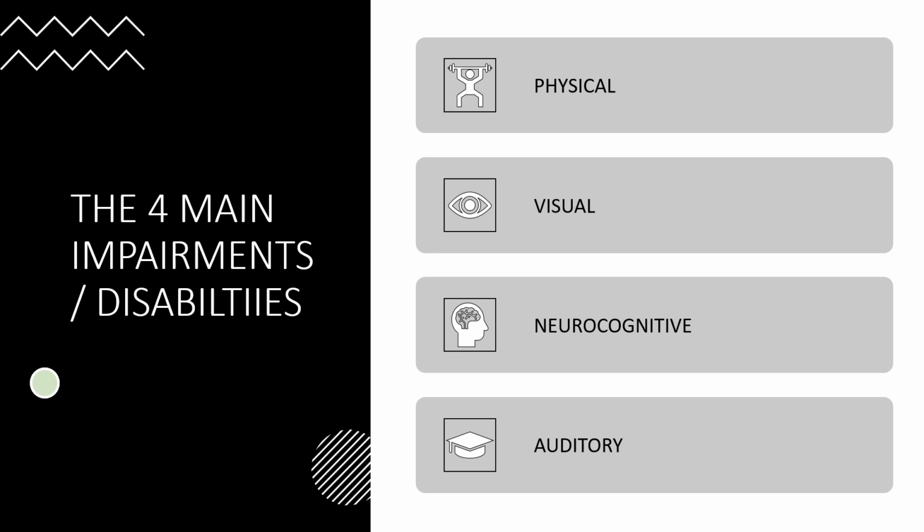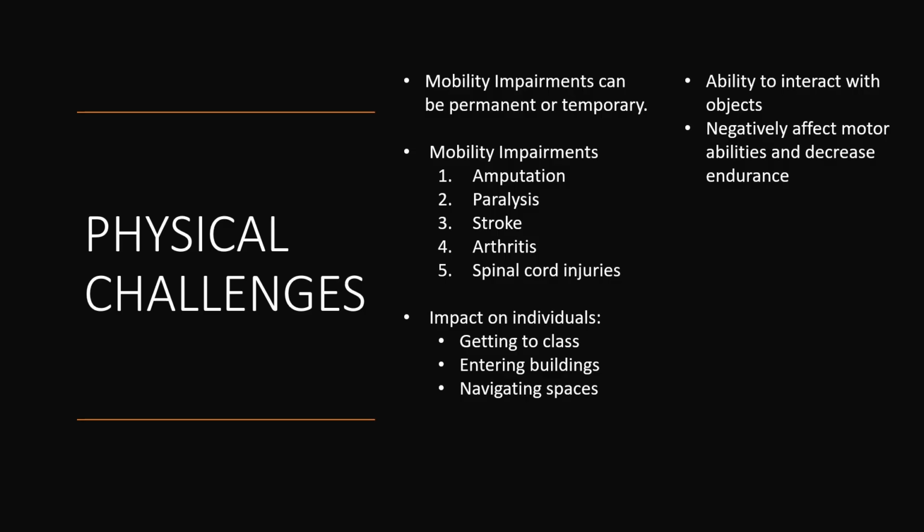Reviewing the 4 main types, we can break down each impairment/disability by these 4 distinct groups: physical, visual, neurocognitive, and auditory. Looking at the challenges experienced by learners who have a physical impairment, it's imperative to remember that mobility impairments can either be permanent or temporary.